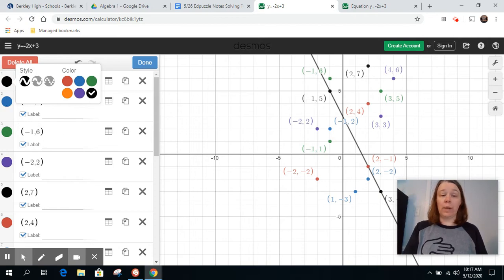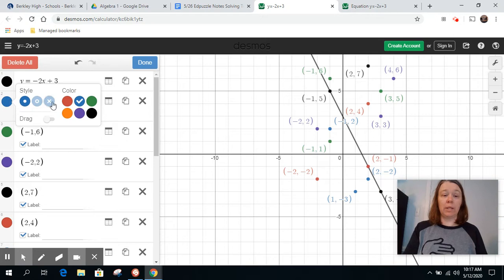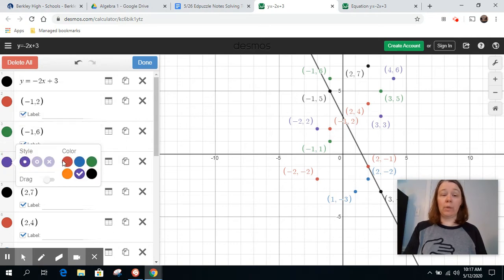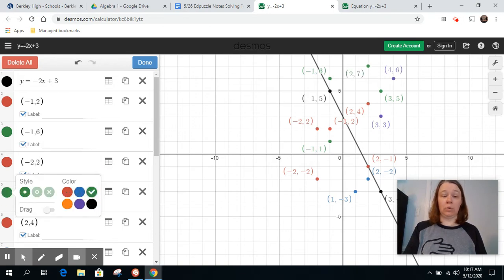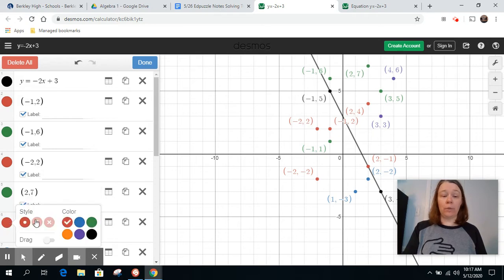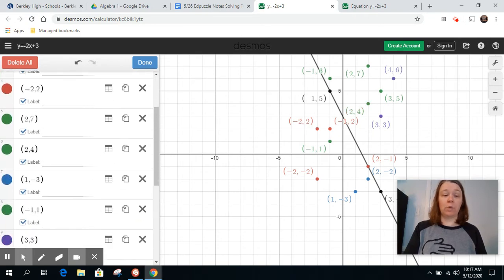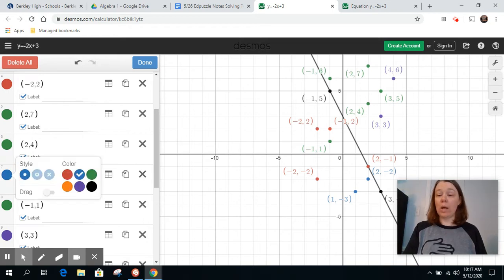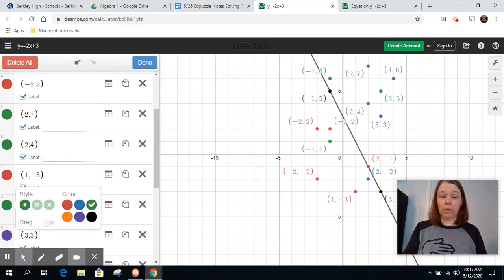All right, so as we go through, like I said, I picked a bunch of different points. The point negative 1, 2, if I plugged it in, would not be a solution. The point negative 1, 6 would be a solution. The point negative 2, 2, if I plugged it in, would not be a solution. The point 2, 7 would be a solution. The point 2, 4 would be a solution. So annoyed that this didn't save the way I wanted to. Okay, the point 1, negative 3 would not be a solution. The point negative 1, 1 would not be a solution.